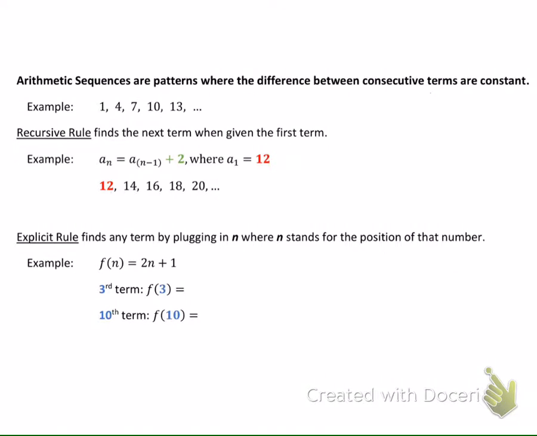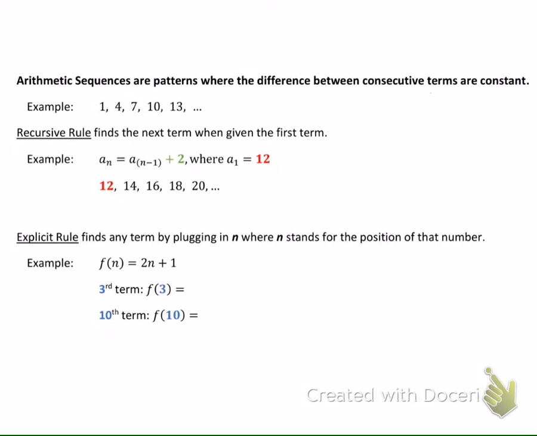Arithmetic sequences are just patterns where the difference between consecutive terms is constant. That means there's a pattern, like say if I start with one apple, and I add two apples every time, so I would have one apple, then 3, 5, 7, and so on, right? There's that pattern. I'm always adding two.